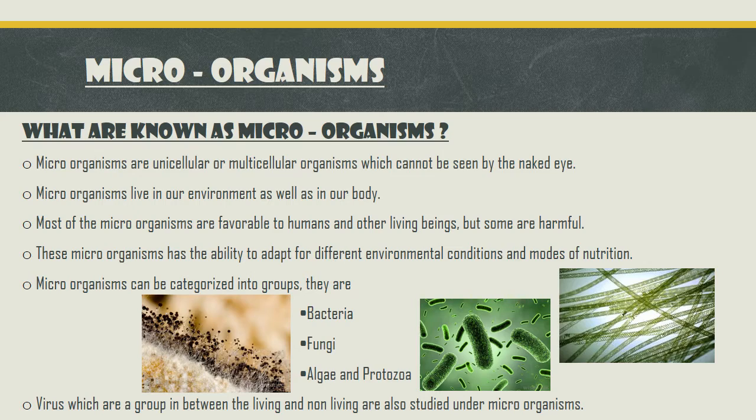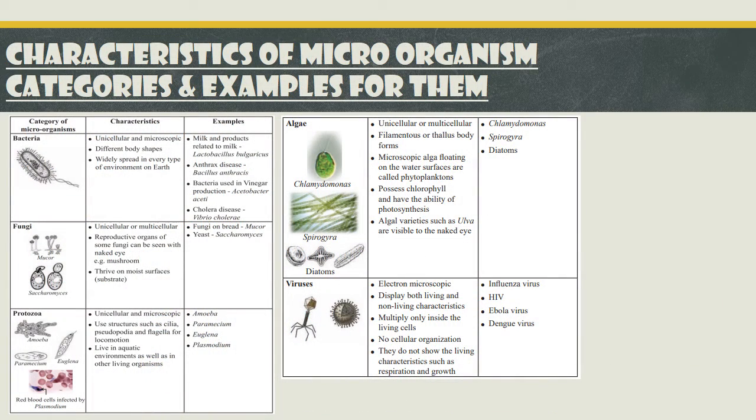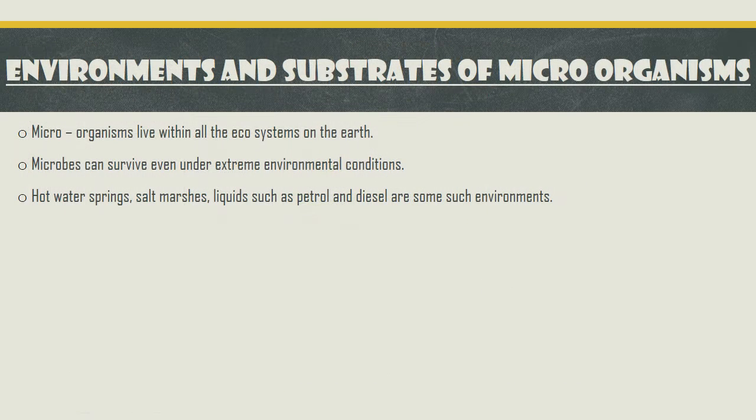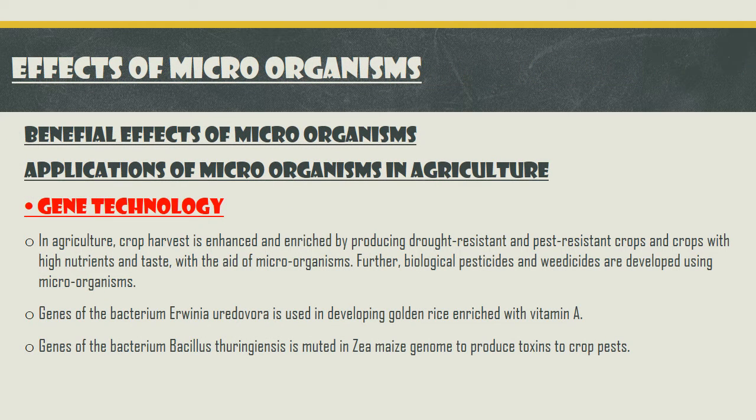Microorganisms can be categorized into groups. They are bacteria, fungi, algae, and protozoa. Virus is also a group of microorganisms. These microorganisms have the ability to adapt to different environmental conditions and modes of nutrition. Let's talk about characteristics of microorganism categories and examples for them. Study the table given below.